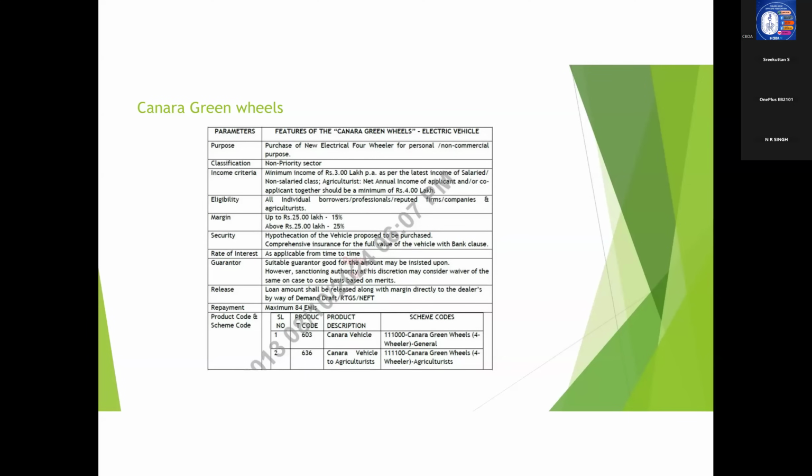Margin is for up to 25 lakhs. The margin is 15%, and above 25 lakhs, it is 25%. With regard to margin, I already told, it is very, very important from examination point of view. That is, it is 15% for loan amount up to 25 lakhs, and 25% for loan amount above 25 lakhs.